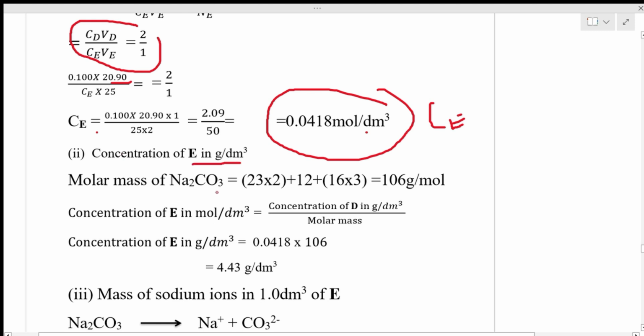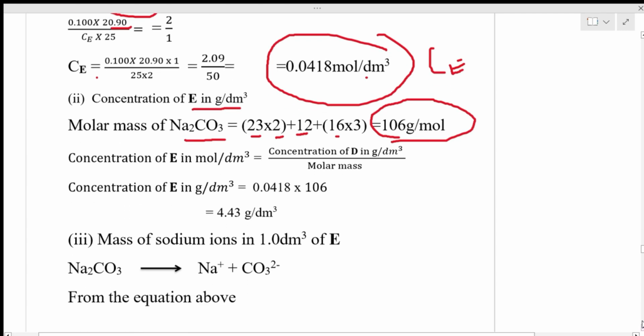Now let's calculate our conc of E in gram per dm³. So Na2CO3, Na2 is this: 23 times 2 plus 12 plus 16 times 3, everything gives us what? 106. So 106, now we are going to multiply it by the value of 0.0418. So we have this. Then our final answer in gram per dm³ is 4.43 gram per dm³.